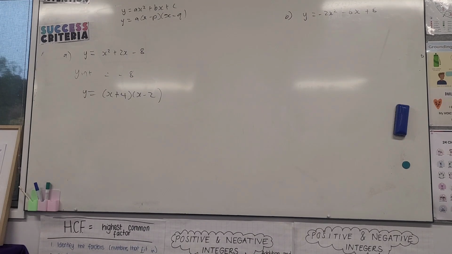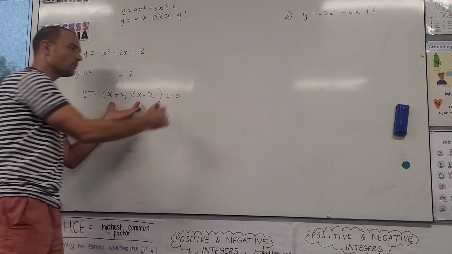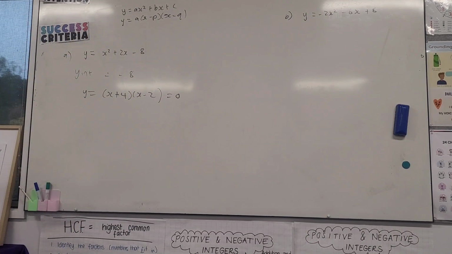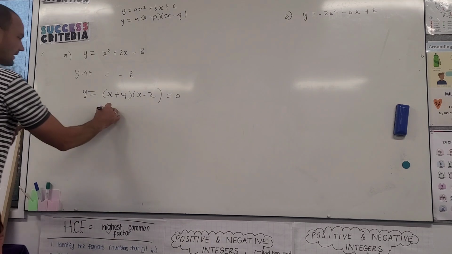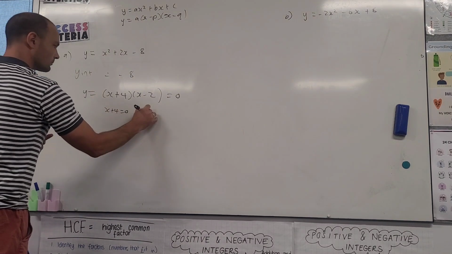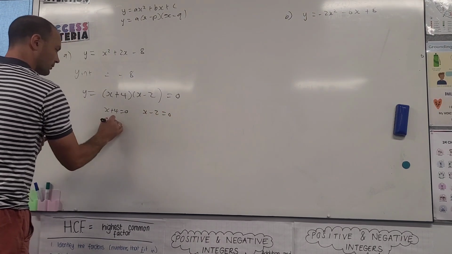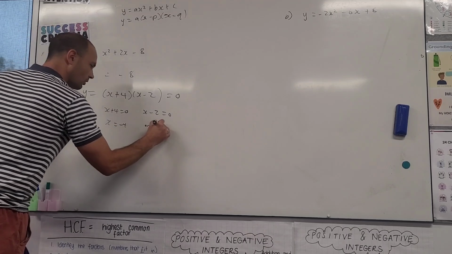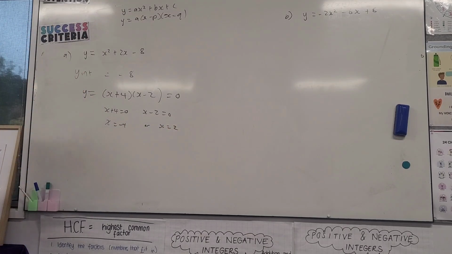Step 3, identify the roots. Roots occur when the function equals 0. We make it equal to 0, we apply the null factor law. And so we've got our roots, x is -4 or x is +2.